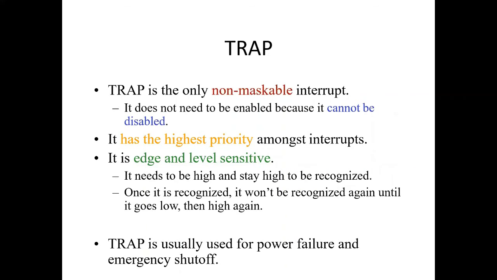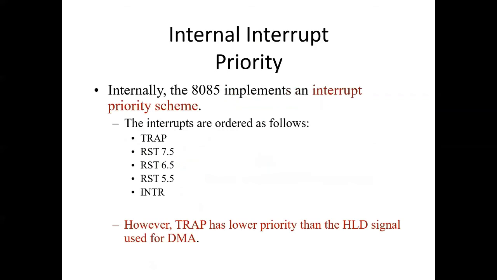Trap. Trap is the only non-maskable interrupt. It does not need to be enabled because it cannot be disabled. It has the highest priority amongst interrupts. It is edge and level sensitive. It needs to be high and stay high to be recognized. Once it is recognized, it won't be recognized again until it goes low, then high again. Trap is usually used for power failure or emergency shutoff.